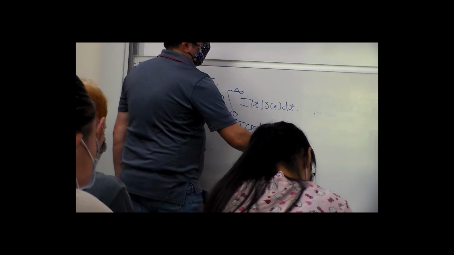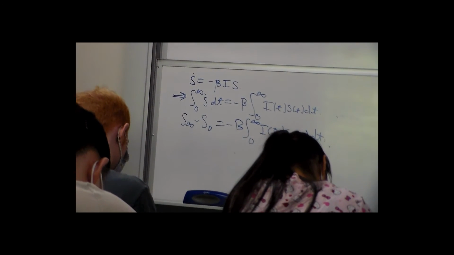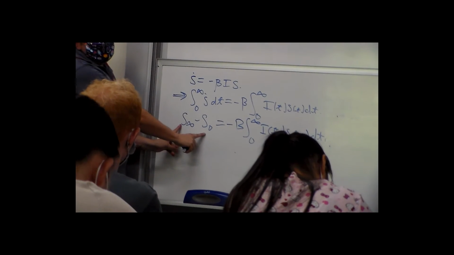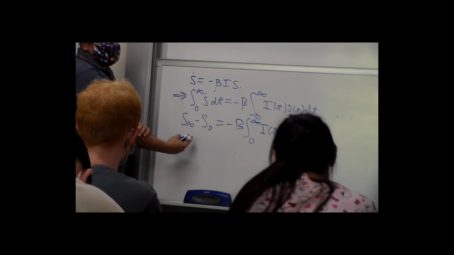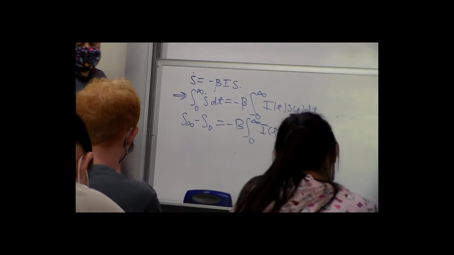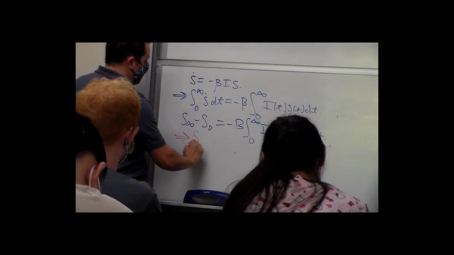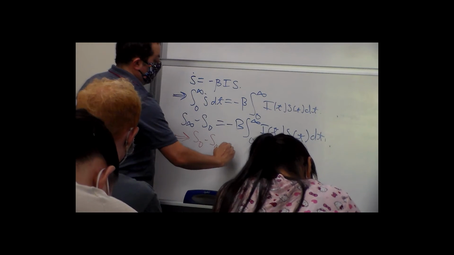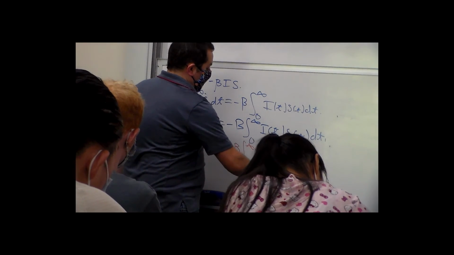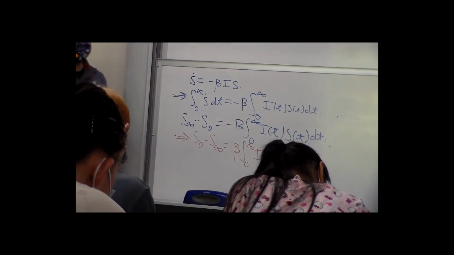of t dt. This is a bit of a trick because these things are tough to think of when you're first facing these as students, but I'm trying to relate to information I know about, which is the S infinity and the S naught. That's information I can control. I'm somehow trying to introduce that to stuff I don't know what it is. I'm going to simplify this. So this implies S naught minus S infinity is equal to beta times the integral from 0 to infinity of I of t times S of t dt.